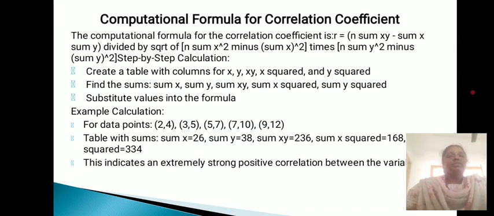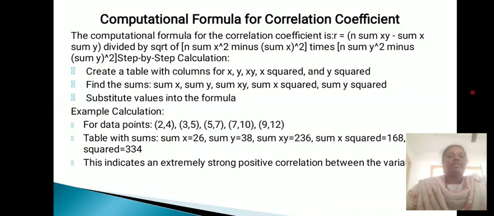Next one is the computational formula for the correlation coefficient. The computational formula for the correlation coefficient is r is equal to n sum xy minus sum x sum y, divided by the square root of the product of n sum x squared minus sum x squared and n sum y squared minus sum y squared. Calculations: create a table with columns for x, y, xy, x squared, and y squared. Find the sums: sum x, sum y, sum xy, sum x squared, sum y squared. Substitute values into the formula.